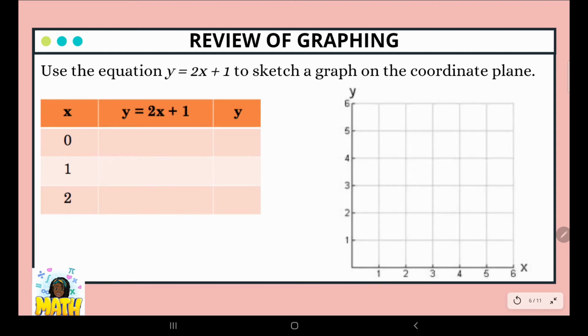Here's another example. Use the equation y = 2x + 1 to sketch a graph on the coordinate plane. Whenever we have these scenarios, we're going to use substitution to help us calculate the value of y using this table. So I'm going to rewrite this equation, but instead of x, I'm going to replace it with parentheses because we're going to plug in the values of x into the equation and solve for y.